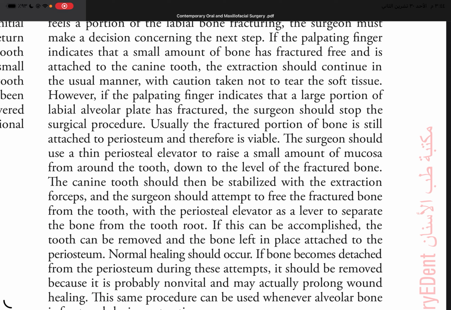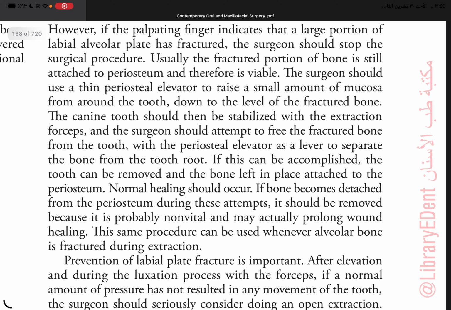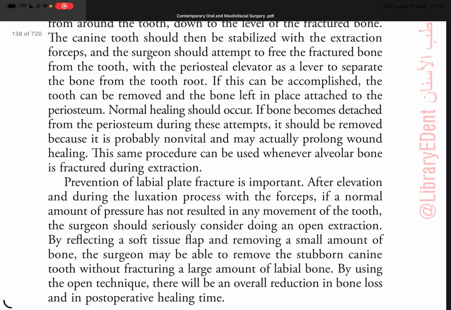Usually, the fractured portion of the bone is still attached to periosteum and therefore is viable. يعني ساعتها حية. The surgeon should use a thin periosteal elevator to raise a small amount of mucosa from around the tooth down to the level of the fractured bone. The canine tooth should then be stabilized with the extraction forceps, and the surgeon should attempt to free the fractured bone from the tooth with the periosteal elevator as a lever to separate the bone from the tooth root.